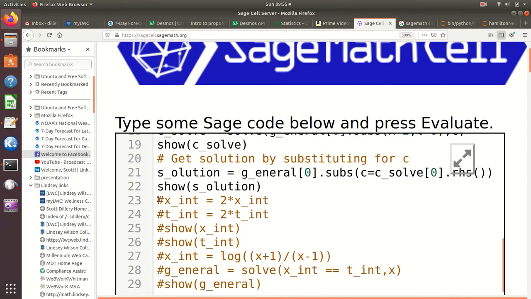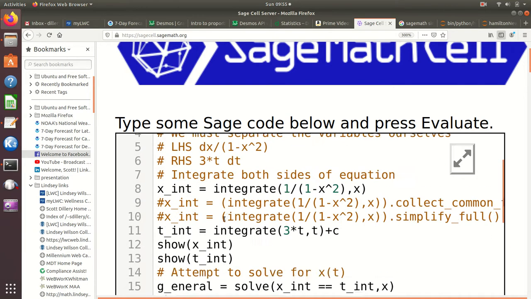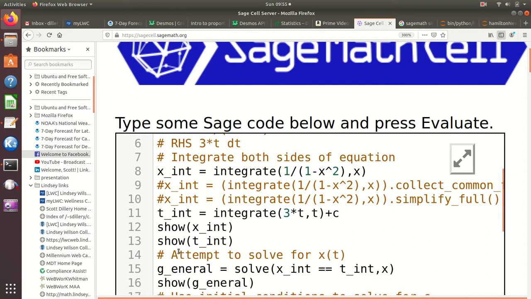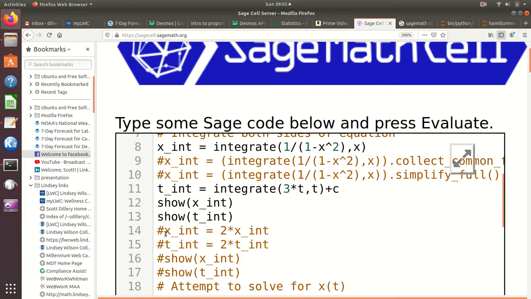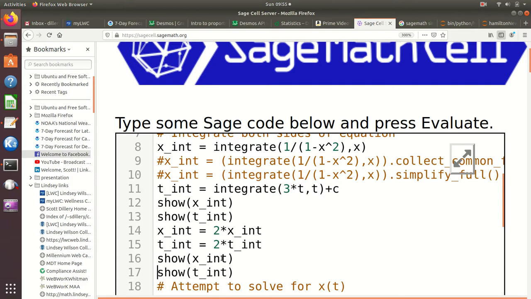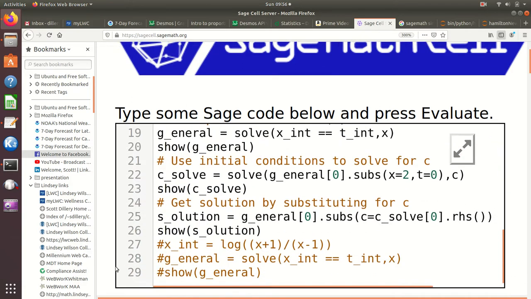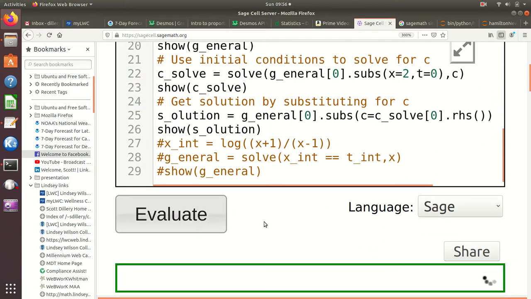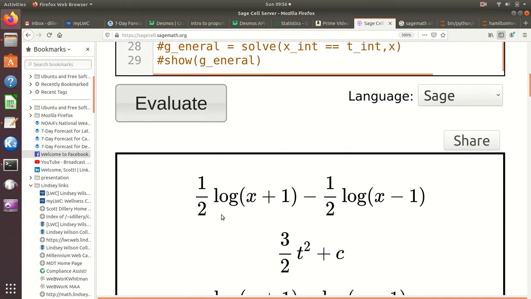But I thought, well, I can get rid of those 2's, or actually 1/2's. So after I did this, but before I try solving, I went in here and I said, well, let's update our integrals and multiply them by 2. So I take 2 times the x integral and assign it to the x integral. 2 times the t integral, assign it to the t integral, show those, and at least I have something that looks slightly better when I start here.